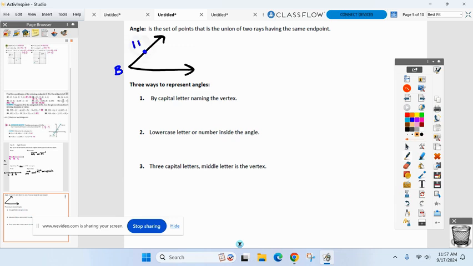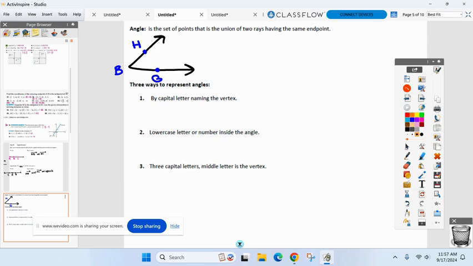Let's put an H up here, and let's put a G down here. Didn't want to use ABC. Put a B at the vertex, an H on one ray and a G on the other.